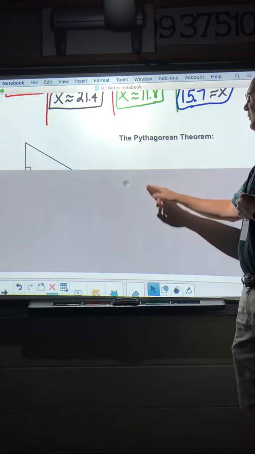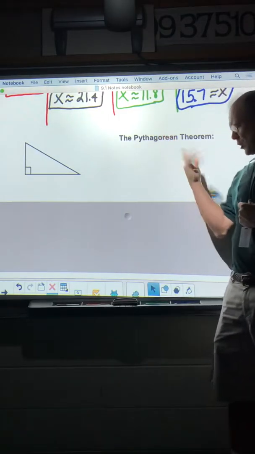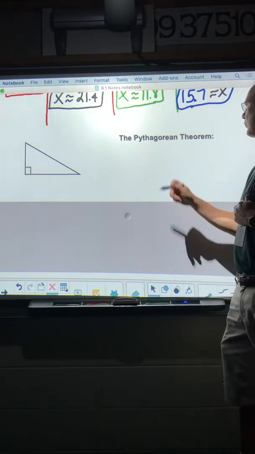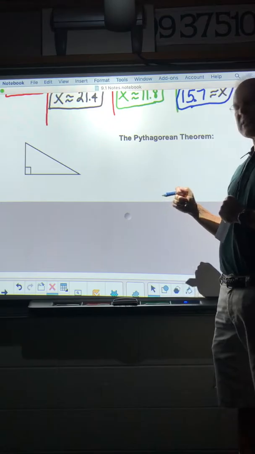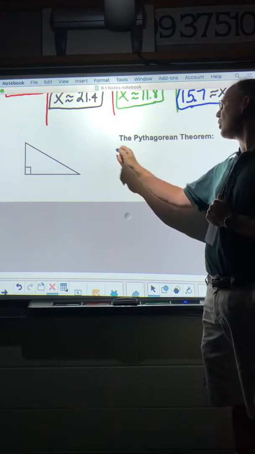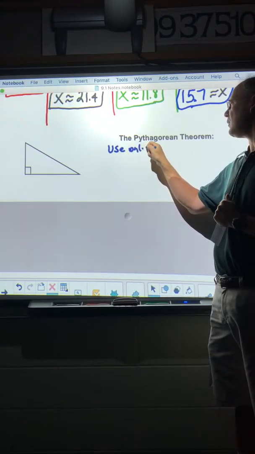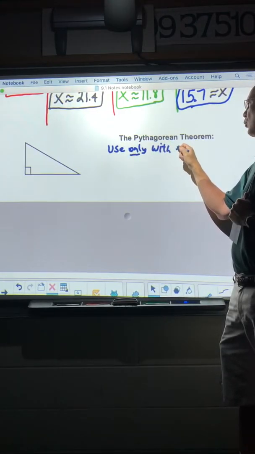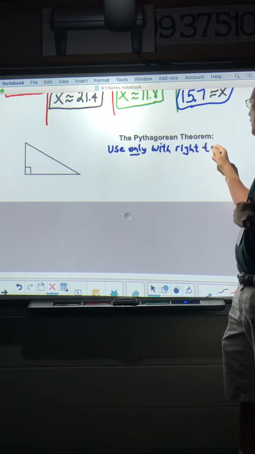Okay, so let's talk about the Pythagorean theorem. So we use this with right triangles. It only works with right triangles. So if it's not a right triangle, this doesn't work. So use only with right triangles.